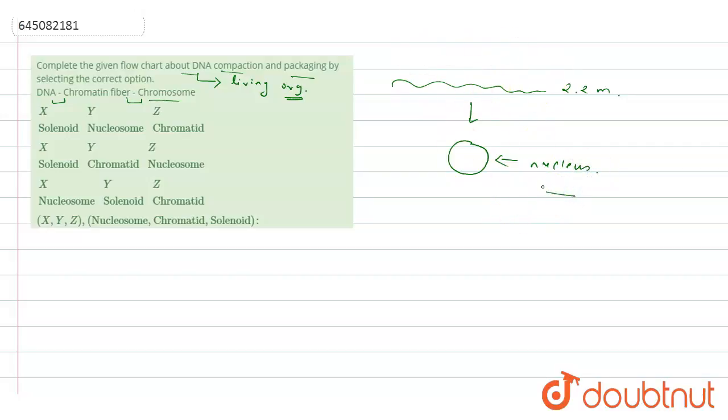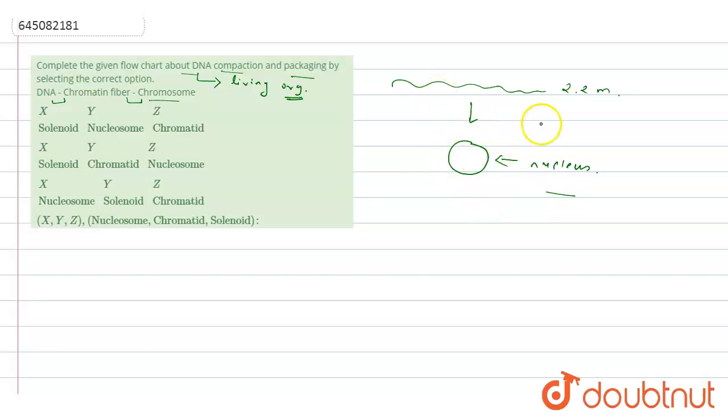Just imagine you have a long thread and you have a very small container, and you have to put that long 2.2 meter thread into this small container. You will coil that thread, and then finally you will put that coiled structure into the container.